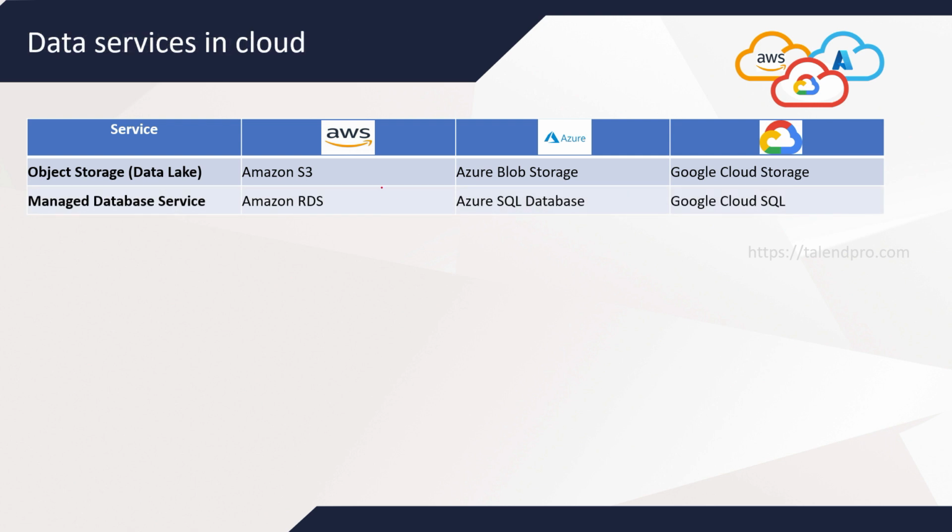And the next one in line is managed database services. See, in most of the projects, we will have the need for RDS databases, like relational data store type SQL databases. So on the AWS side, we have Amazon RDS, and on Azure, we have Azure SQL Database, and on GCP, you have Cloud SQL.